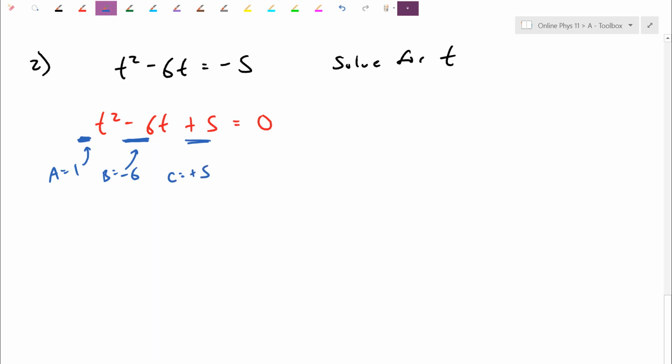Now it's just for you to practice doing the quadratic formula. So this time they use the letter t. Ooh, big difference.